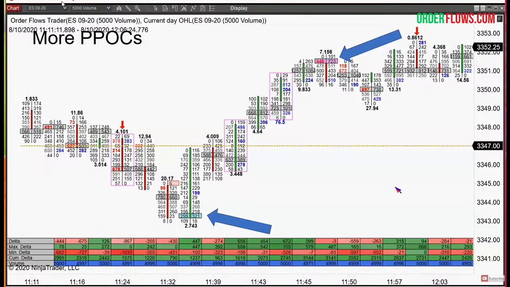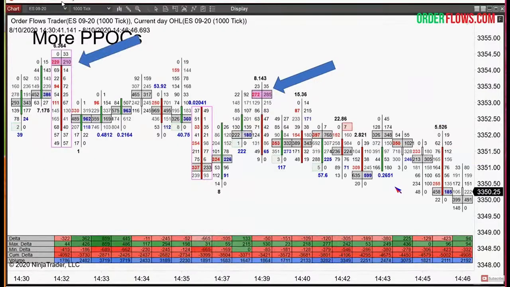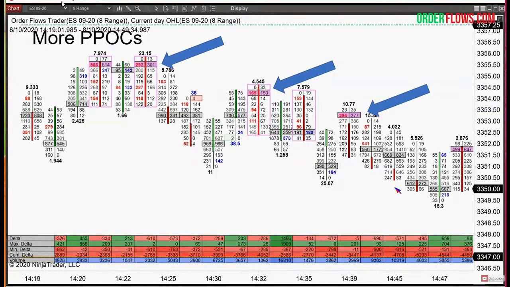So you can see here it's a prominent point of control at the swing low. Where does it rally up to? Another prominent point of control where the market hits the resistance area and just goes sideways. Use a 1,000 tick chart in the E-mini. You see the two prominent points of control there, putting a cap on the market from moving higher.